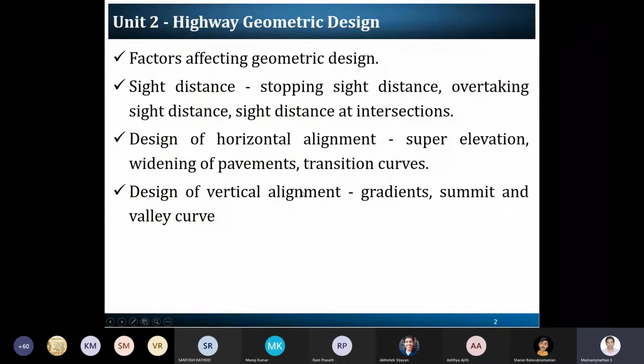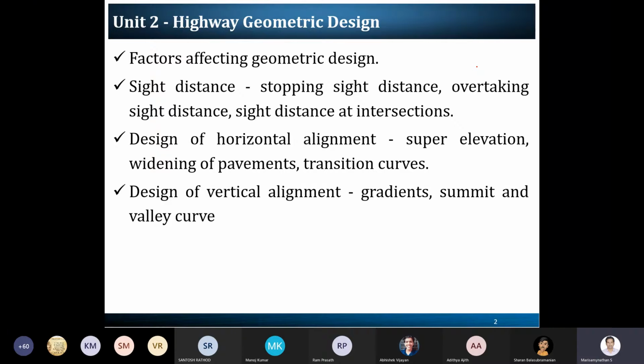So once again, good morning to everyone. Today we are going to start our second unit. The second unit is nothing but highway geometric design. In the first unit, we have briefly covered the need and why we want to study this particular subject. So all the things we might have learned in our first unit.